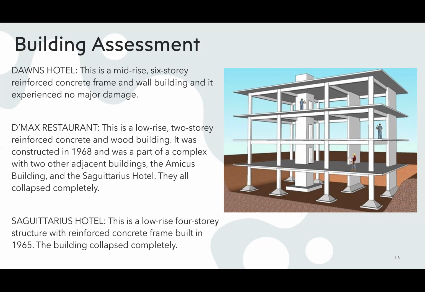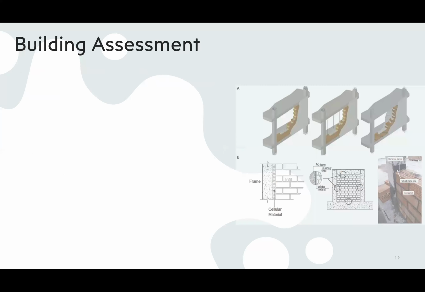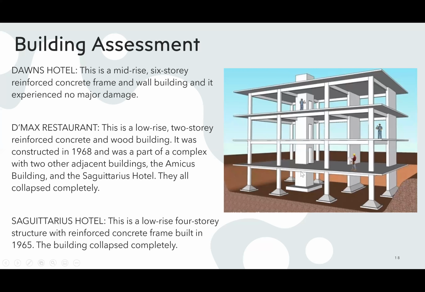The failure of the Sagittarius Hotel was most likely due to the fact that the building only comprised of a reinforced concrete frame with no other materials to assist it, creating an in-plane failure. This failure is usually due to a combination of bending and axial loads and shear forces from seismic action acting along the axis of the surface. Diala, 2013.